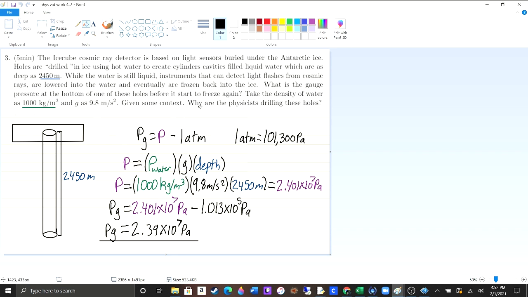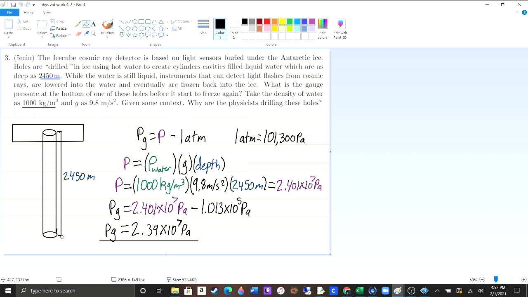And then at the end, it asks why the physicists are drilling these holes. So basically, they're trying to detect neutrinos, which are little tiny particles that fly through space. And down at this depth, the ice is super clear, and also this thick layer of ice blocks out all of the other little particles or light that might interfere with the instrument.